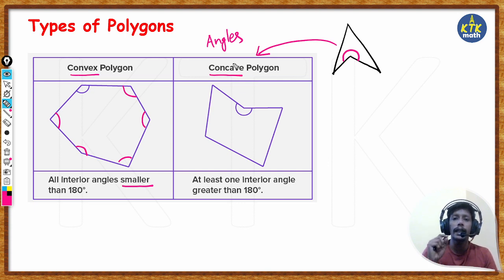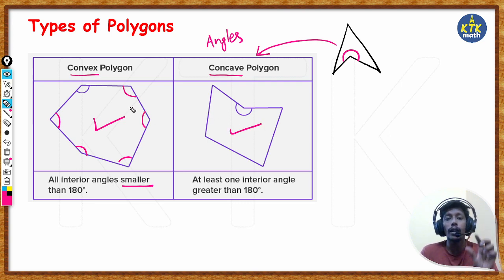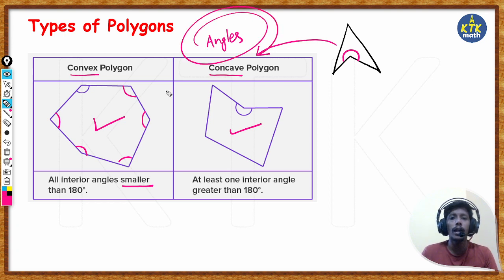If all the interior angles are less than 180 degrees, then the polygon is classified as a convex polygon, and if any one or two angles are more than 180 degrees, then it is called a concave polygon. So these convex and concave types are classified only based on angles. And the next one, we are going to classify based on sides.